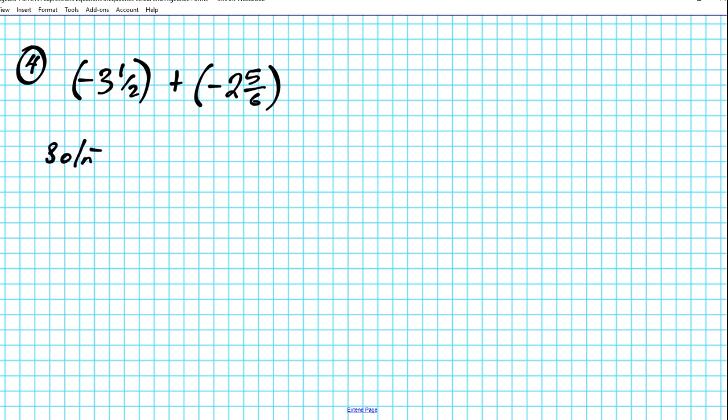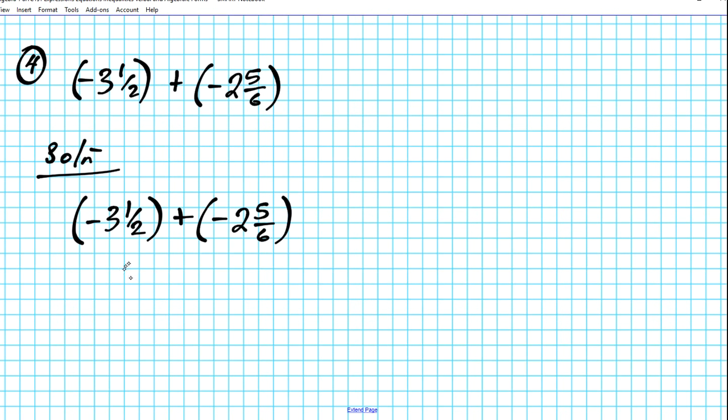Alright, let's take a look at number 4, the last question in this presentation. What if we have negative 3.5 plus negative 2 and 5/6? Now we have two mixed numbers. Okay, so negative 3.5 plus negative 2 and 5/6. Alright, so we need to convert them into improper form.